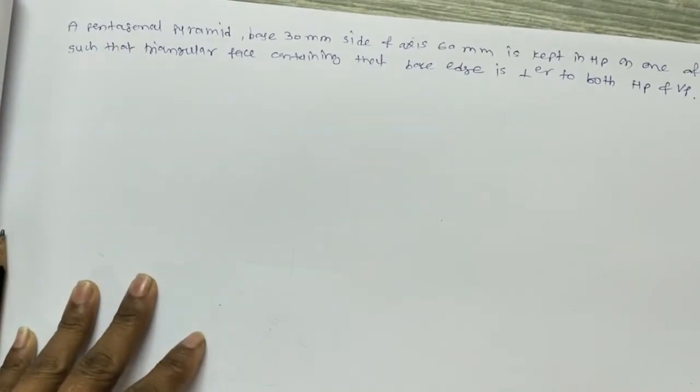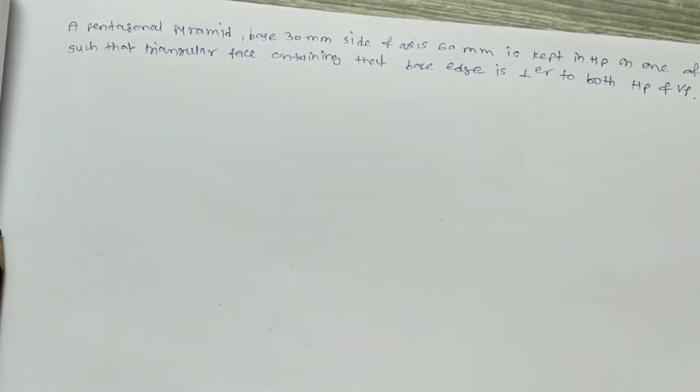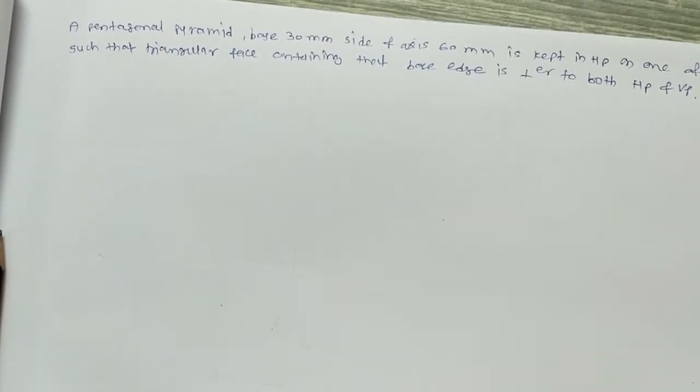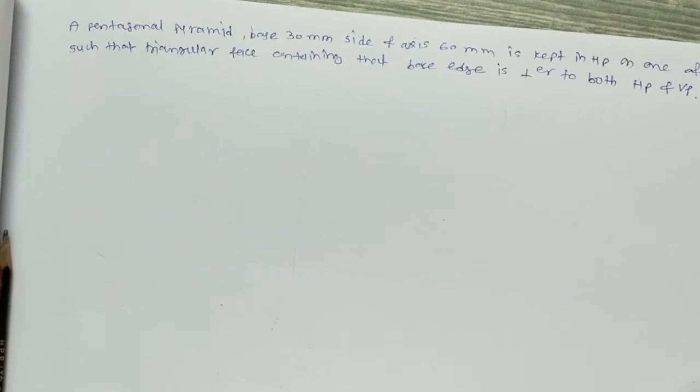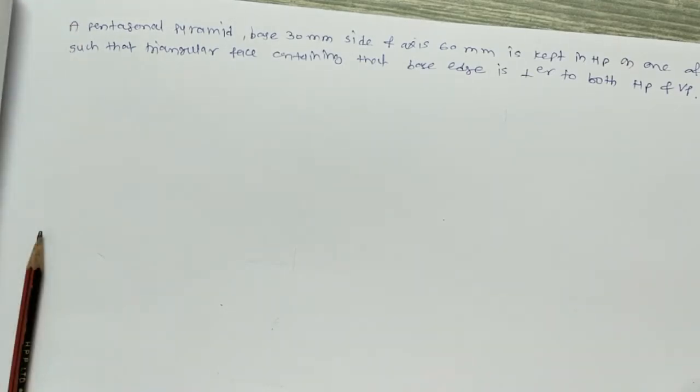In this video we will see projection of solids and the example. A pentagonal pyramid, base 30 mm side and axis 60 mm, is kept on HP on one of its base edges in such a way that the triangular face containing that base edge is perpendicular to both HP and VP. Draw the projection.